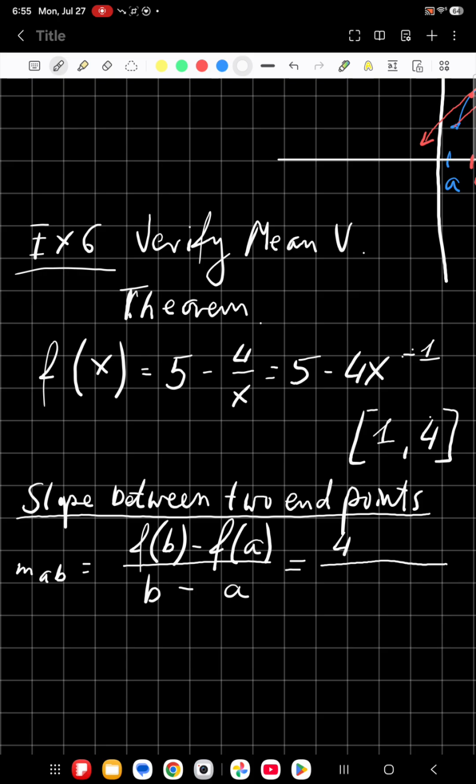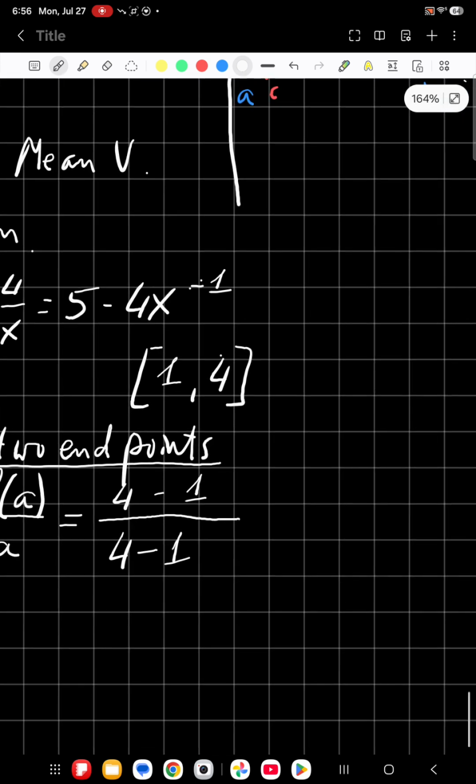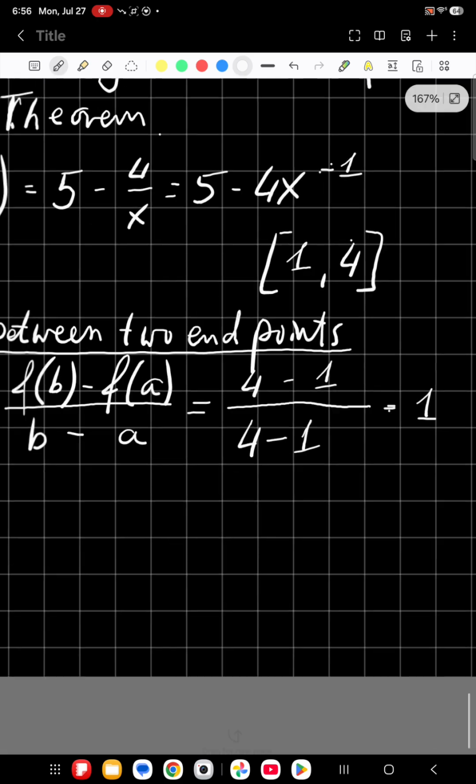Now f of 1, so I'm taking 1, plugging it into the function, figuring out what that y value is. So that's 1, because I have 5 minus 4. And then the bottom is just the x's, so it's 4 minus 1. Same, right? Okay, so if we do the arithmetic, 3 over 3, so that slope is 1.